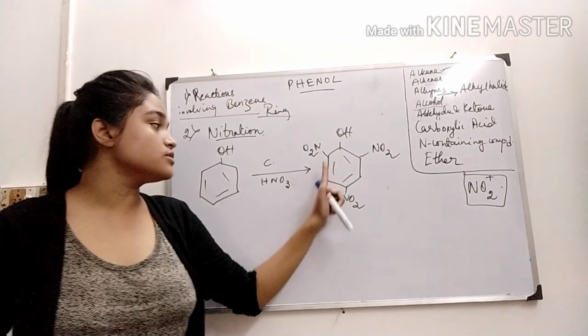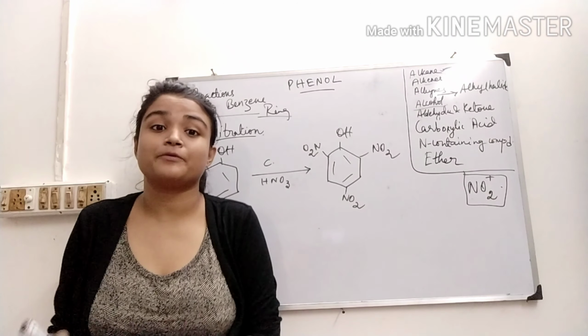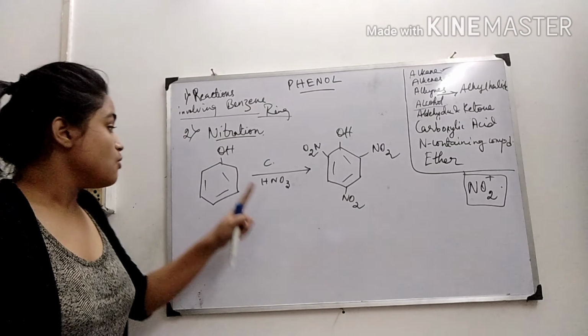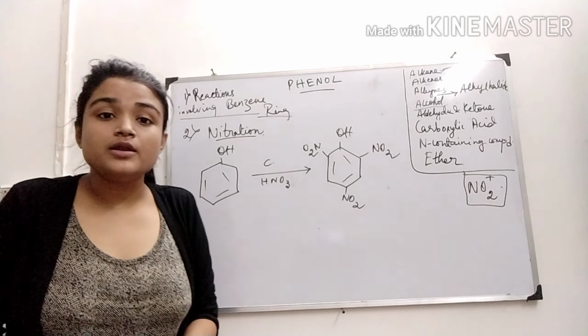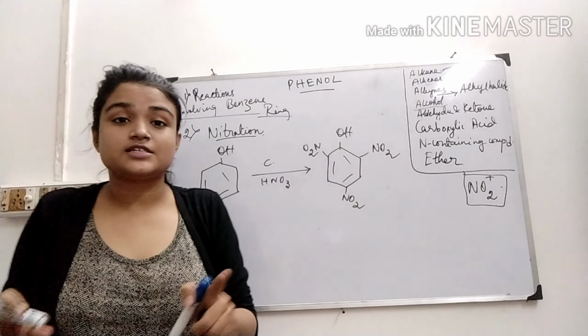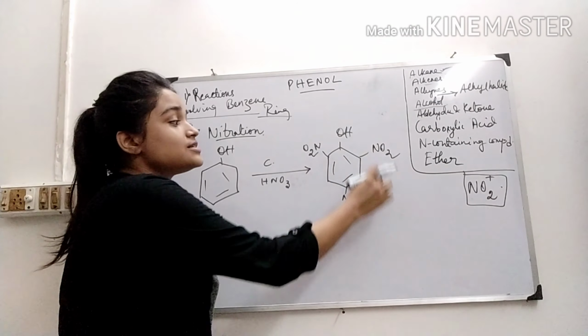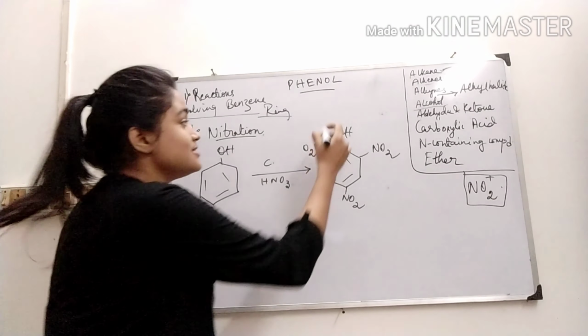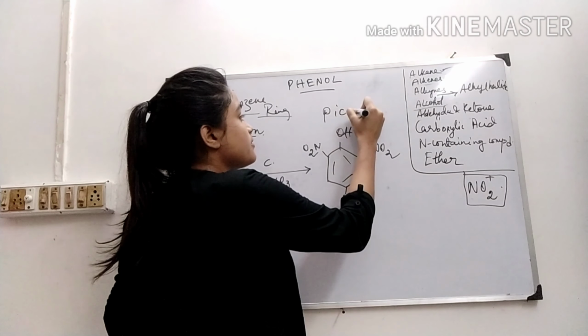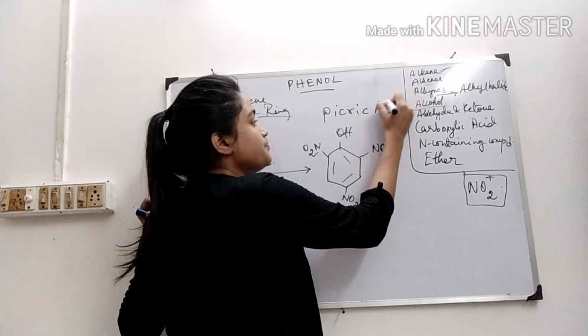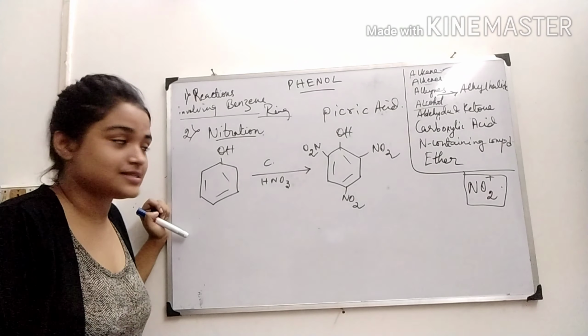This is 2,4,6 trinitrophenol. In the previous case, when we were adding bromine water, it was forming 2,4,6 tribromophenol. But in this case, we will get 2,4,6 trinitrophenol, and this is called picric acid. So this is picric acid.